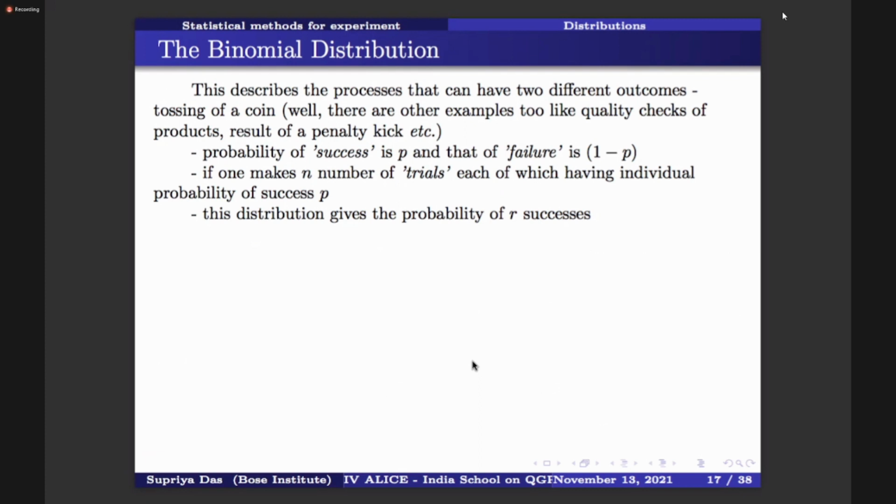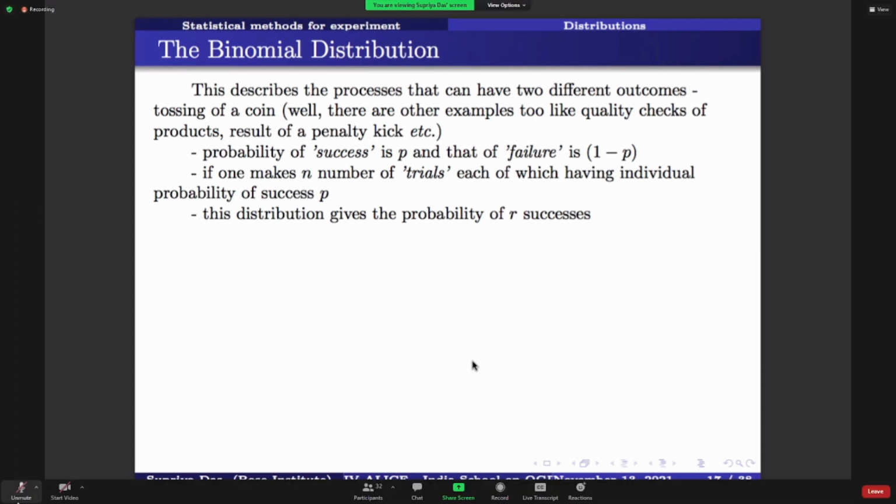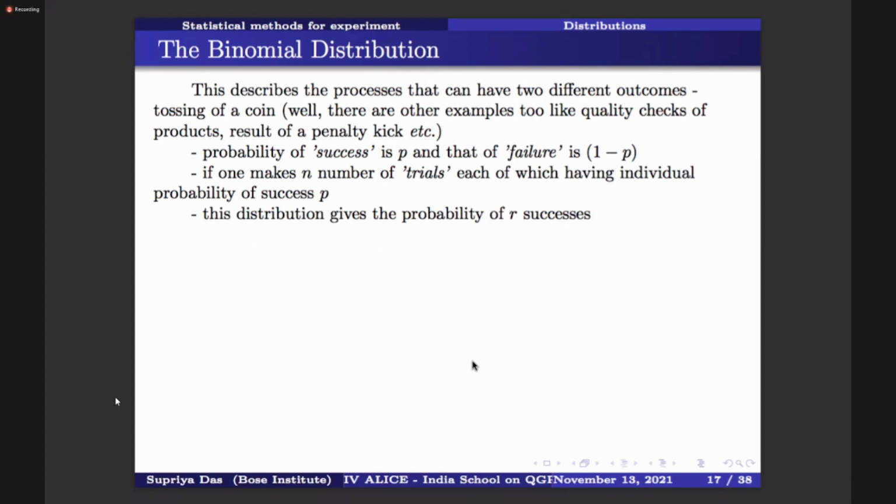Which describes the processes. I hope I am audible because I don't hear anything on the other side. Yes, sir, you are audible. You are audible. Thank you.